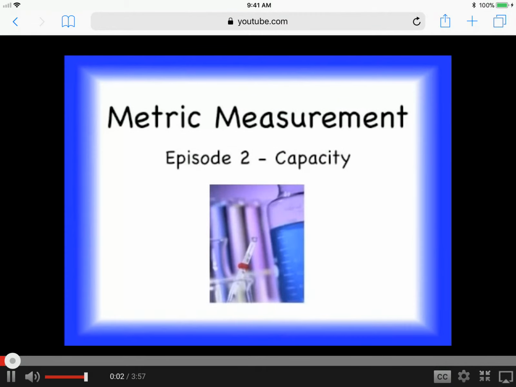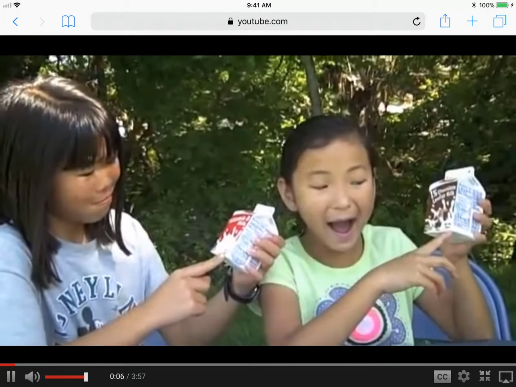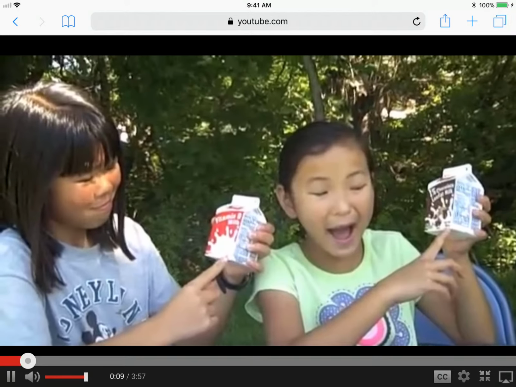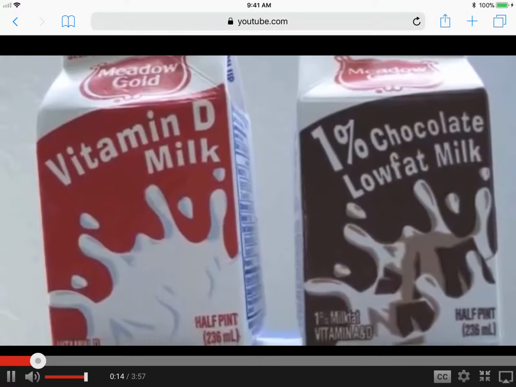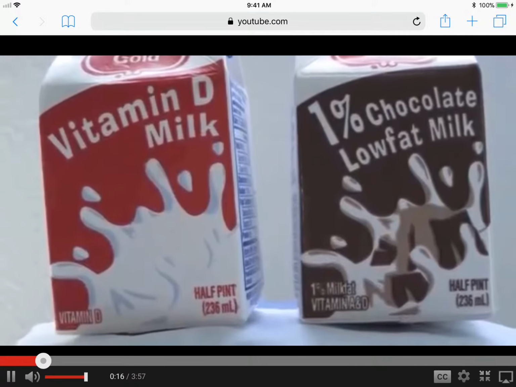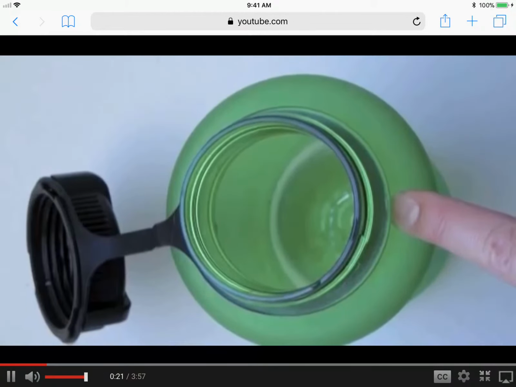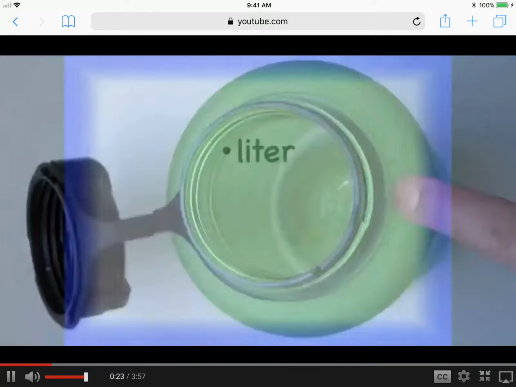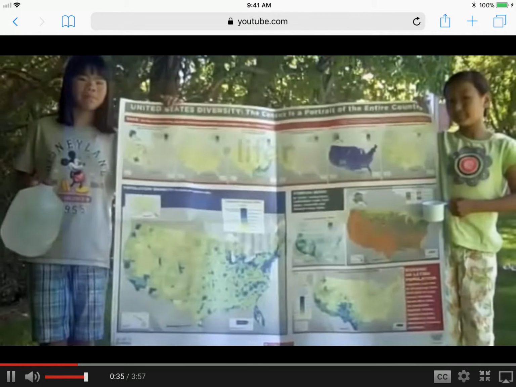Welcome to Metric Measurement, Episode 2, about capacity. Have you ever noticed the number 236 followed by a little m and a big L on your milk container? These numbers tell you the capacity of your milk carton. Capacity is how much liquid something can hold or how much space is inside a container. In this podcast, you will learn how to identify and describe the size of a liter and a milliliter. This can help you to estimate capacity quickly and correctly.